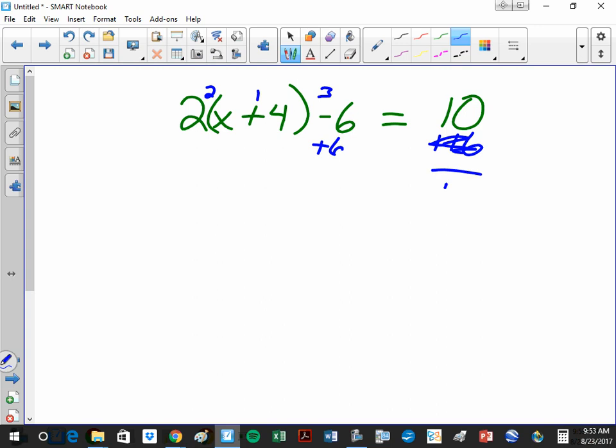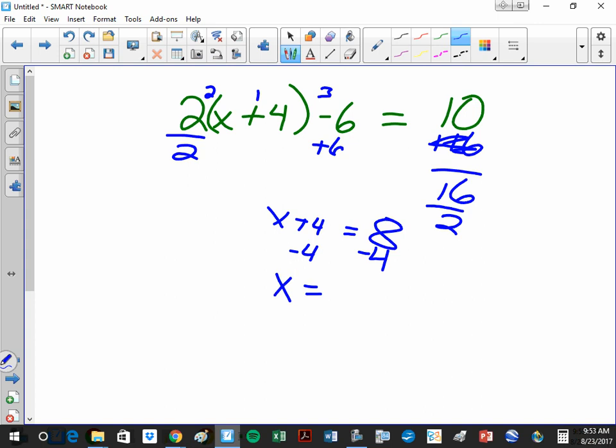Plus 6 equals 16. There we go. And then divide by 2. So x plus 4 equals 8. And we subtract 4. And I get x equals 4.